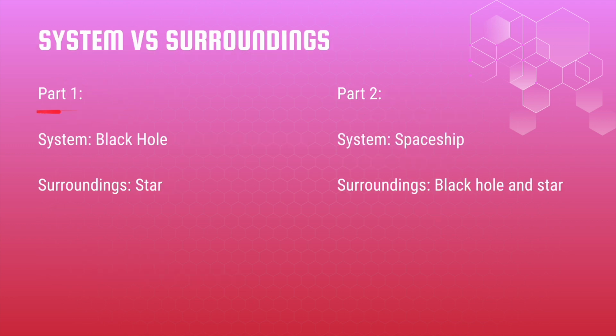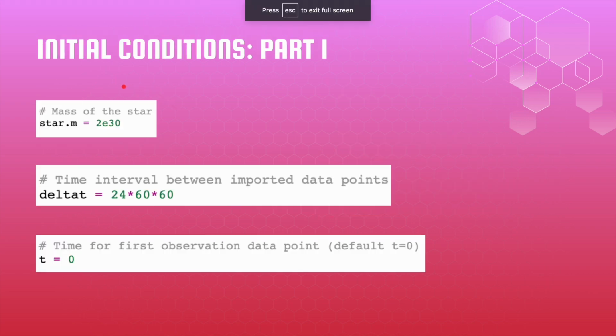In the first part of the experiment, the system was the black hole and the surroundings was the star, and in part 2, the system was the spaceship and the surroundings were the black hole and the star. Here are the initial conditions for part 1 of the lab. Here's the mass of the star, here's the time interval, which is 1 day, and the time for first observation data point, which is starting at time 0.